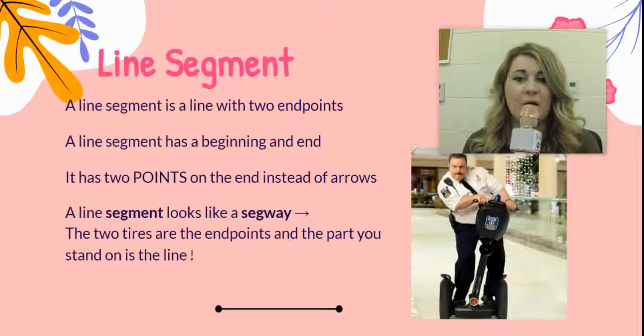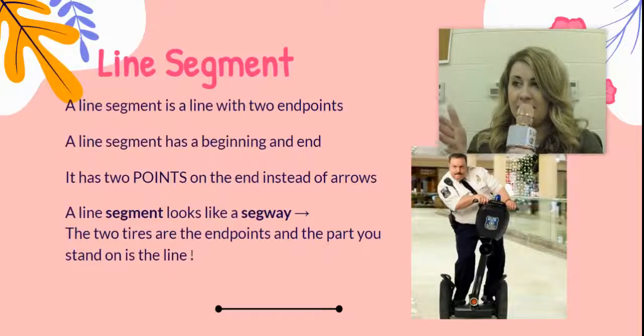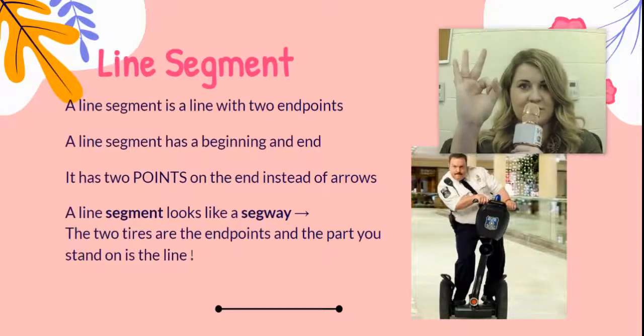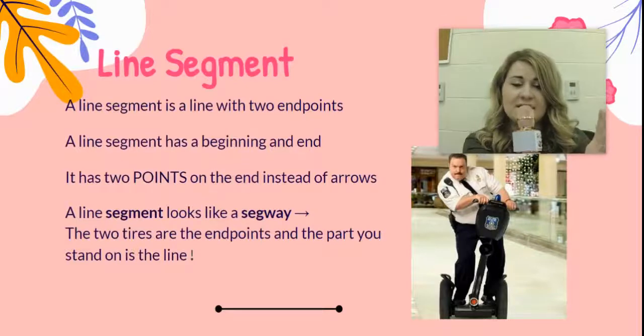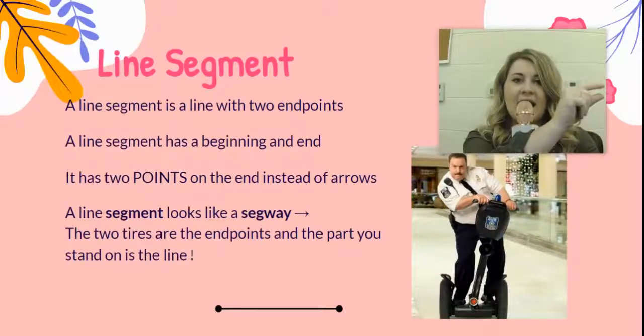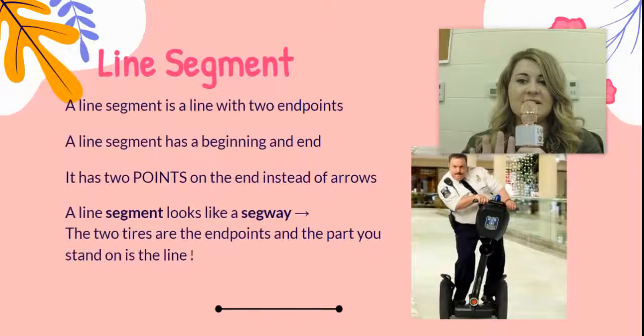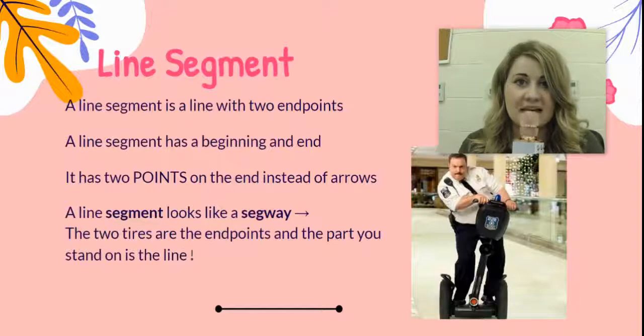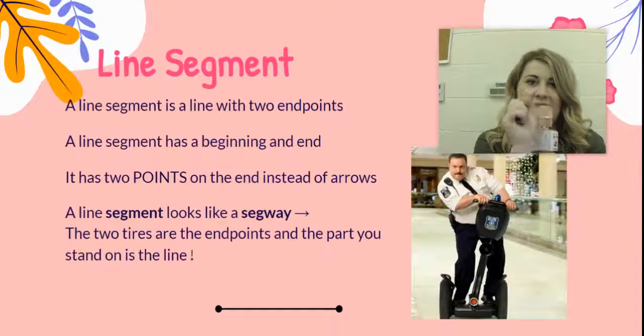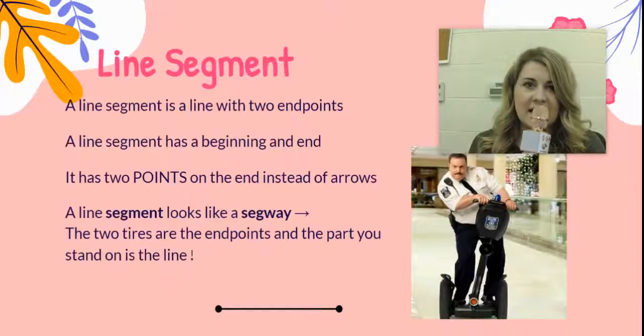A line segment has a beginning and an end. It's kind of like if you're watching a movie. You have the beginning point, which is your first point, and then you have the end point, which is the second point. And in between, you have the movie. This is different than a regular line because a line segment has a beginning and end. A line does not. A line just keeps going forever in both directions. That's why it has arrows. But a line segment has two endpoints, a beginning point and an end point.